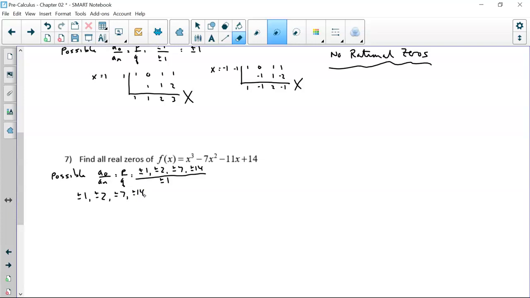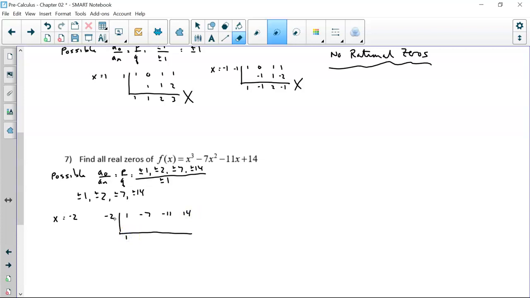What you would want to do is you would want to graph this. And when you graph it, you'll find out that one of the x-intercepts is at negative 2. Instead of going through and checking all of these and seeing what works and what doesn't work, we can look at the graph and say, all right, it crosses the x-axis at negative 2, and that's where we're going to start, negative 2. So negative 2 goes on the outside, and on the inside, 1, negative 7, negative 11, and 14.